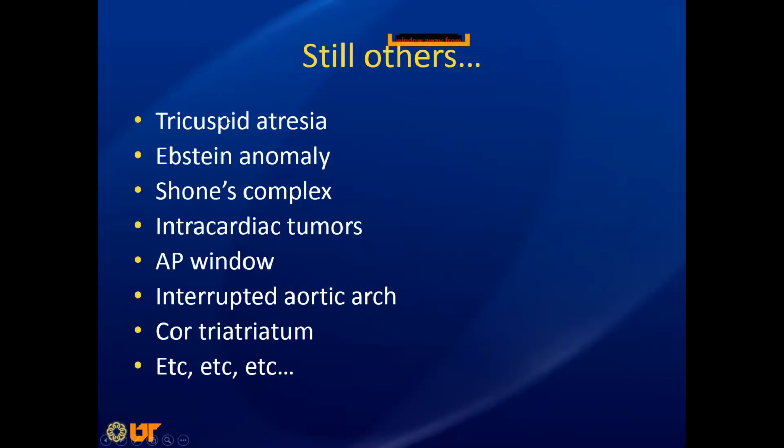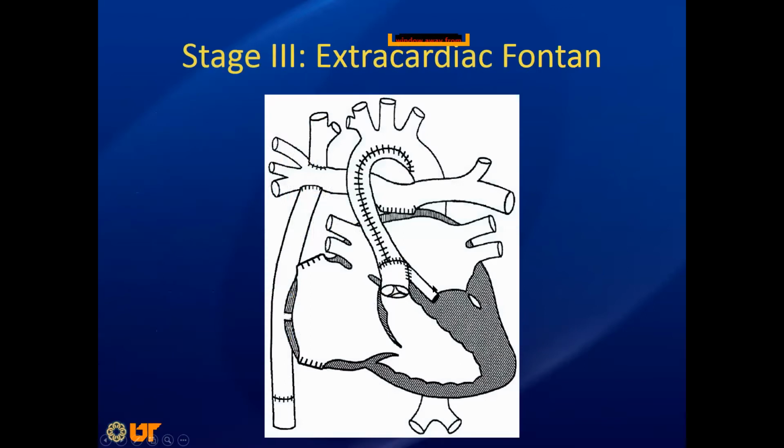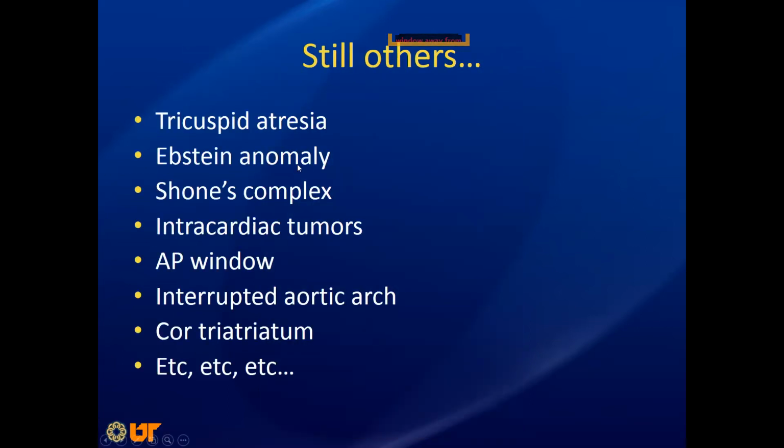So there's tricuspid atresia that will undergo primarily that single ventricle pathway that we talked about too, except they have a left ventricle instead of a right ventricle. And they actually do a little better because the left ventricle is actually designed to pump to the body over the long term. Ebstein anomaly is a severe malformation of the tricuspid valve. Shone's complex is a combination of usually a coarct, a bicuspid aortic valve, and an abnormal mitral valve.